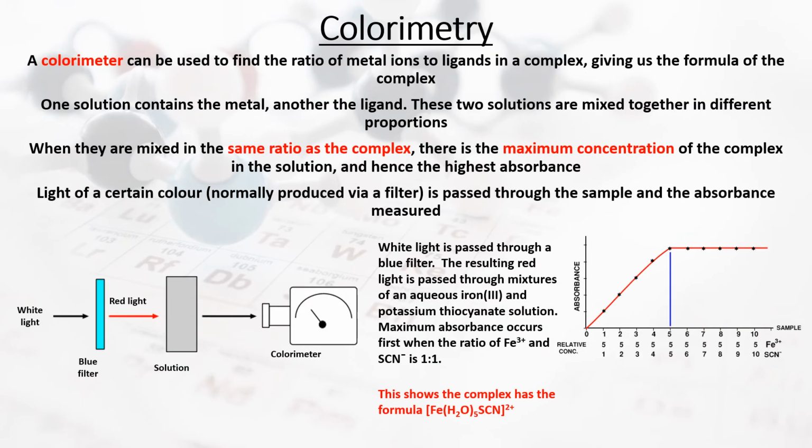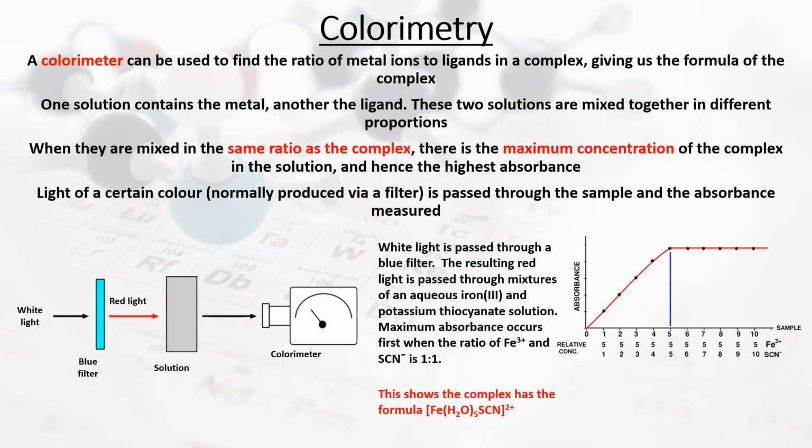Now the final thing to talk about is something called colorimetry. Now colorimetry can be used to help us find the ratio of metal ions to ligand in a complex. And so if we have the ratio of the metal ions to the ligands, that can help in giving us the formula of the complex. And so a colorimeter essentially measures the absorbance of a particular colour.